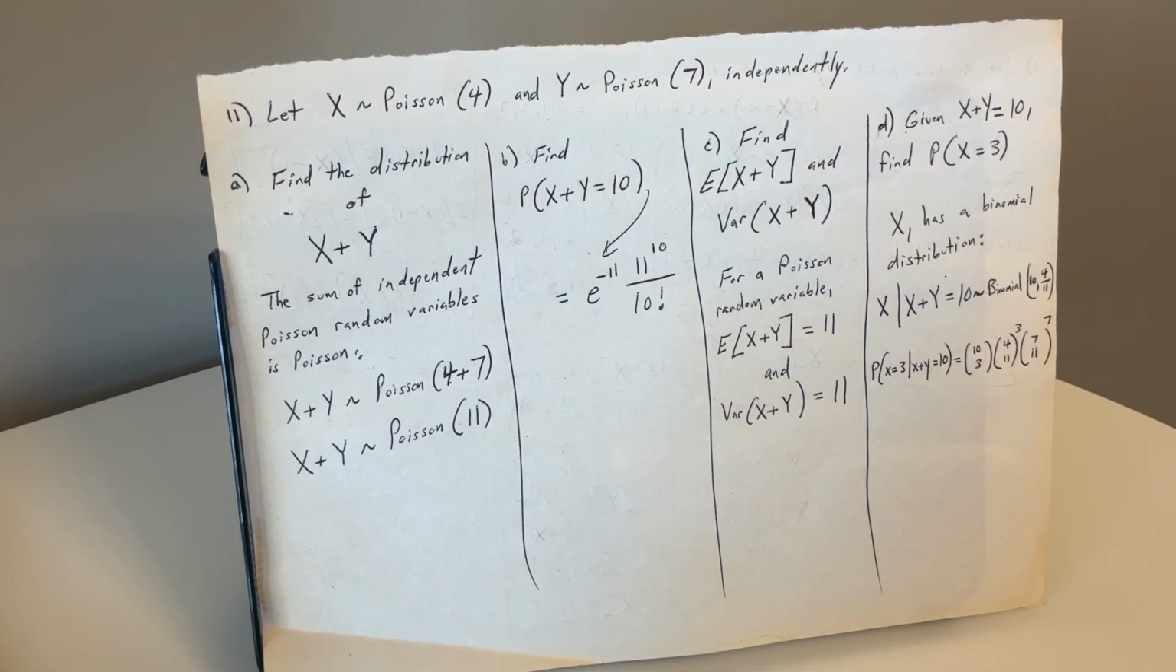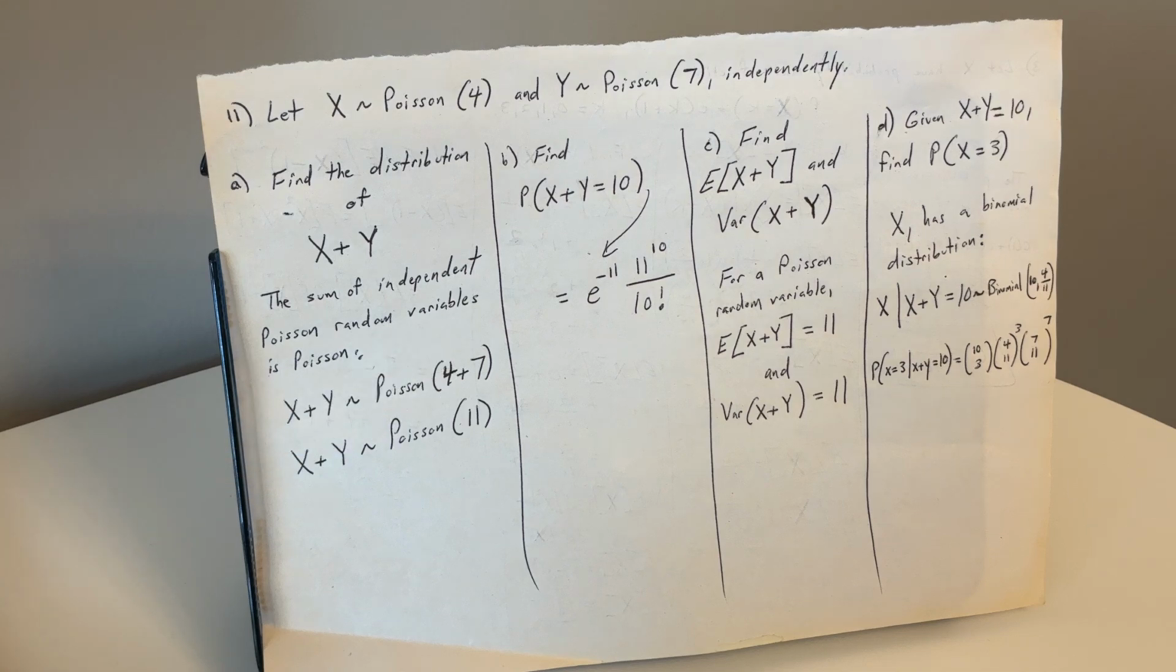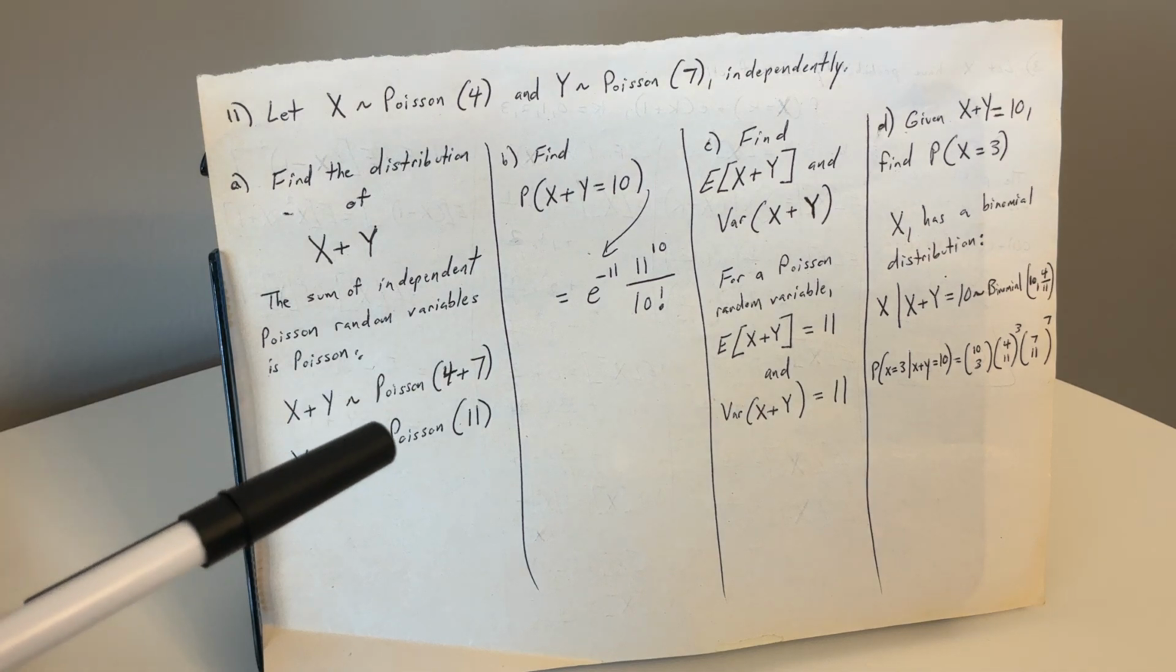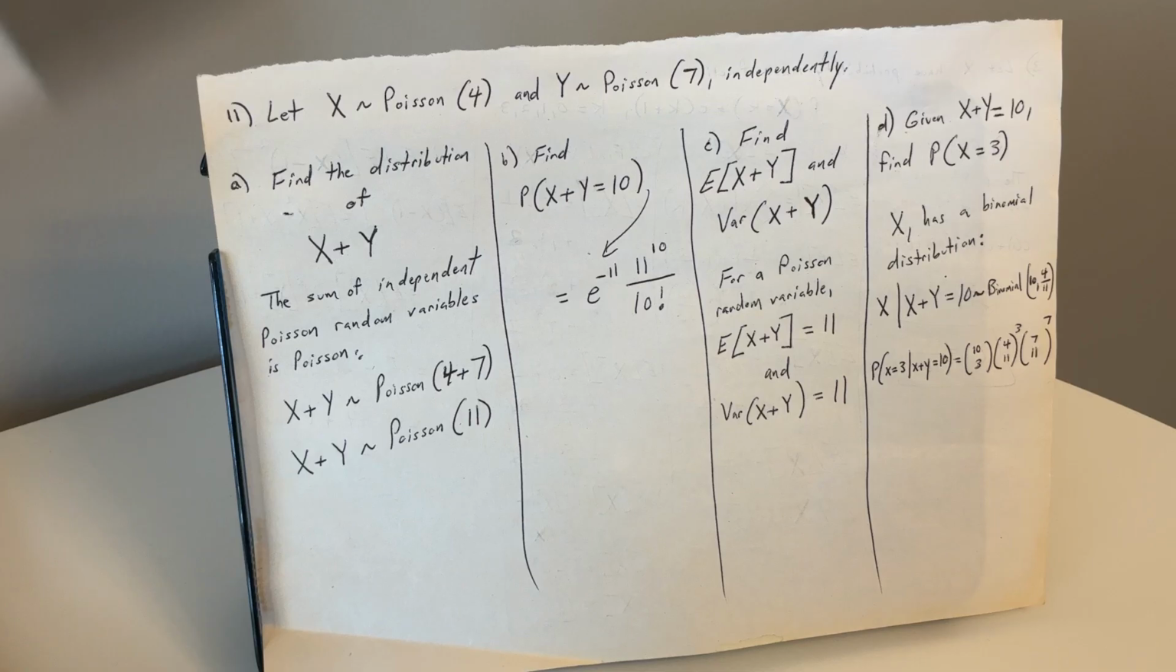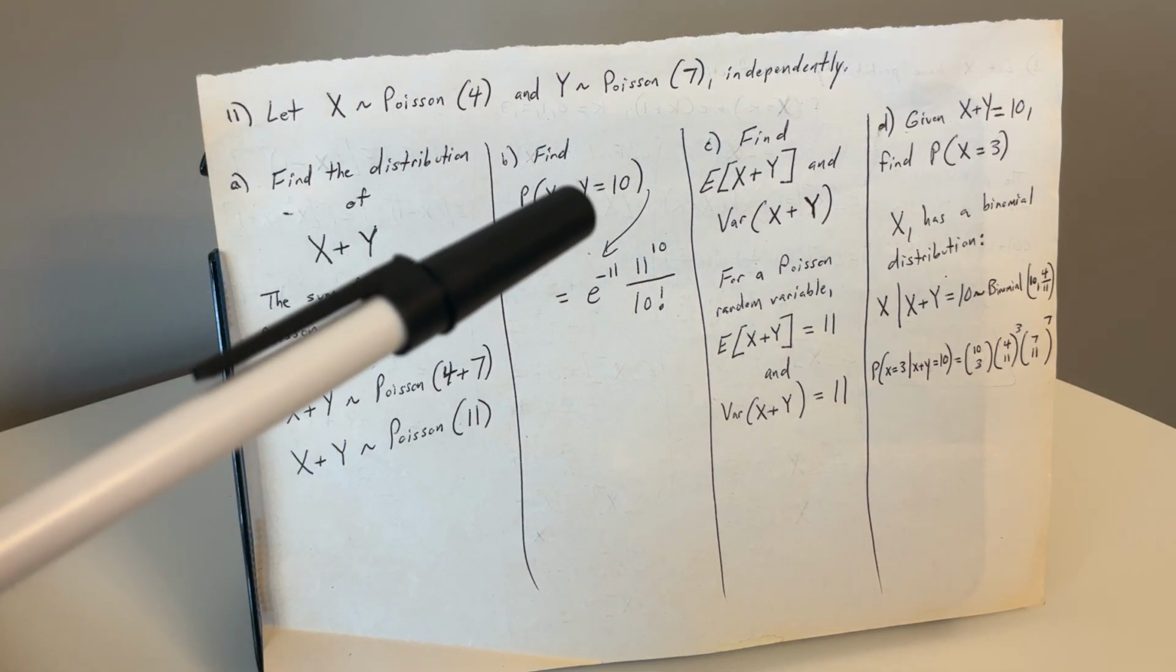For part A, we want to find the distribution of x plus y. The sum of independent Poisson random variables is the following. x plus y is distributed as Poisson 4 plus 7, so x plus y is distributed Poisson 11. For B, find the probability x plus y equals 10.